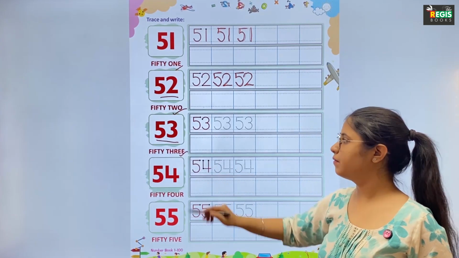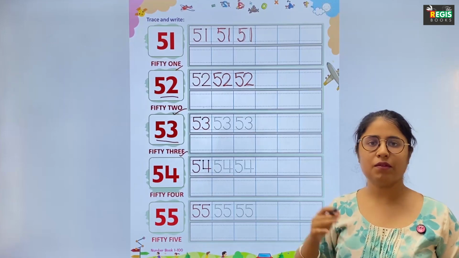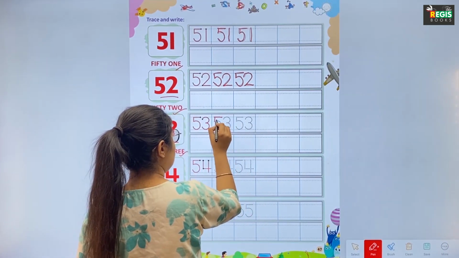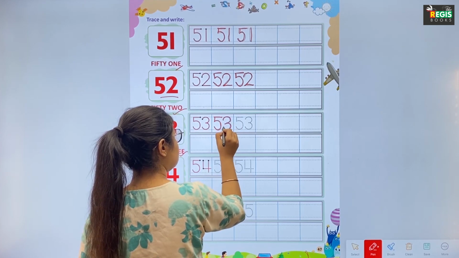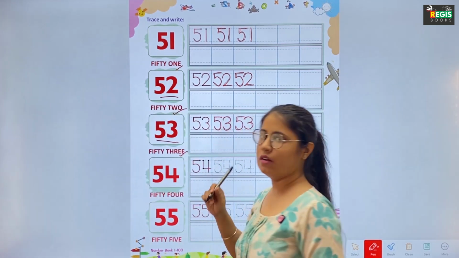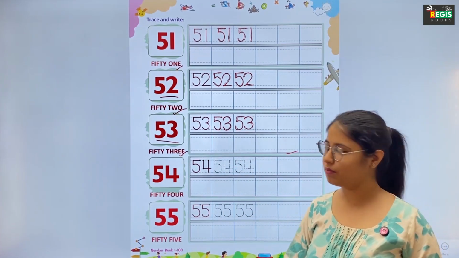5, 3, 53. We write the number 53 by writing 5 and 3 together. Write the number 53 in the rest of the boxes to practice it.